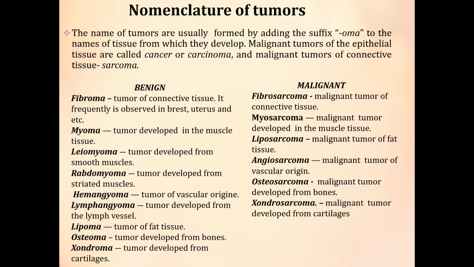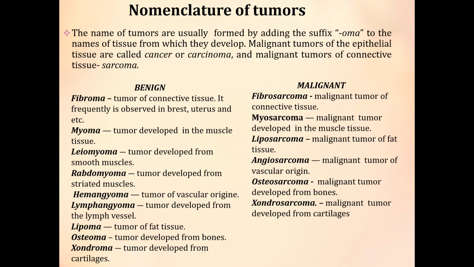And malignant tumors of the epithelial cells are called cancer or carcinoma. Malignant tumors of connective tissue are called sarcoma. Names of mesenchymal tumors require the type of these tissue: osteosarcoma, myosarcoma, angiosarcoma, fibrosarcoma.